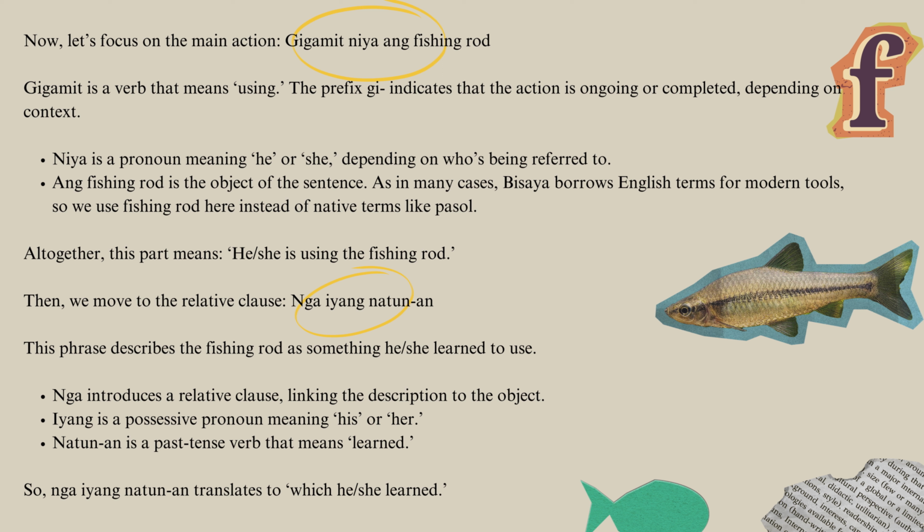Then, we move to the relative clause, nga iyang natunan. This phrase describes the fishing rod as something he or she learned to use. Nga introduces a relative clause, linking the description to the object. Iyang is a possessive pronoun meaning his or her. Natunan is a past tense verb that means learned. So, nga iyang natunan translates to which he or she learned.